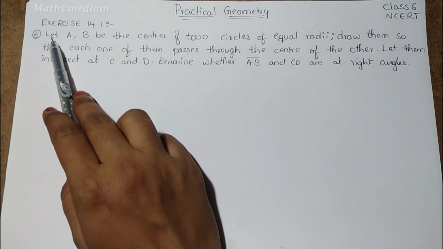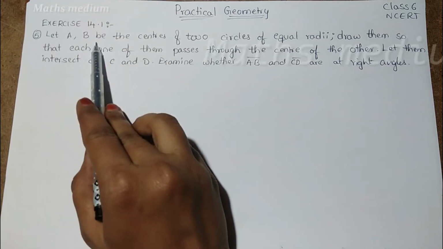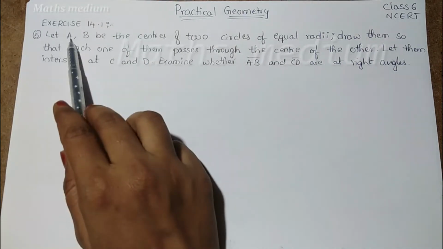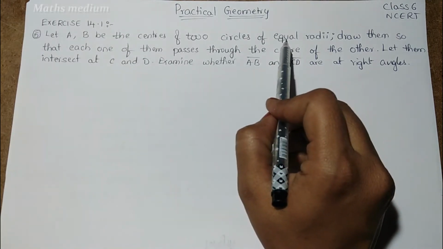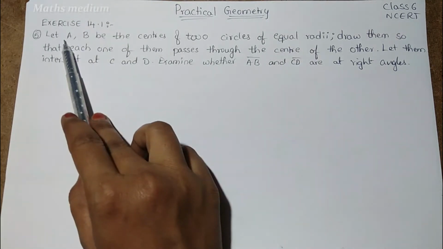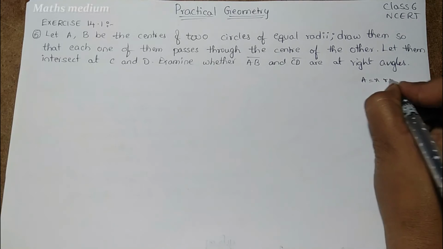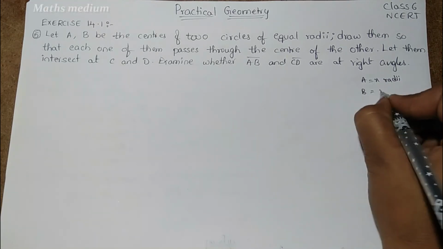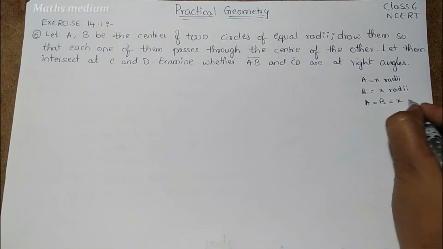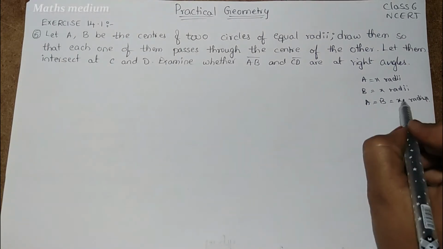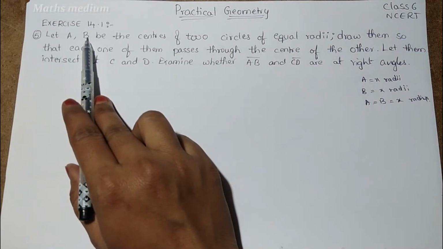So here, first of all, we have to know the question perfectly. Here A and B are the centers of two circles. A is the center of one circle, B is the center of another circle. But one thing, they said with equal radii. If you take A's radius as x, then B's radius is also x. It means AB is equal to x, the radius is the same. At this point we get two circles of equal radii with centers A and B respectively.